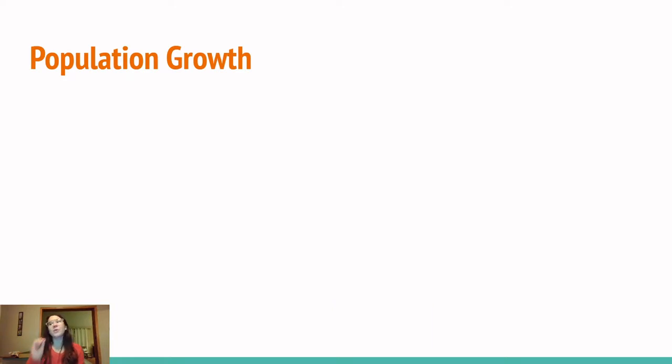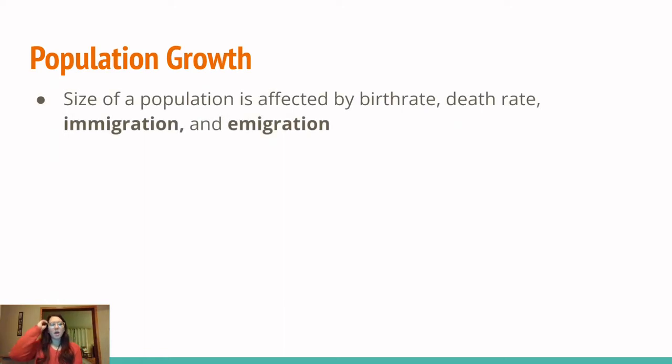Okay, so we're going to focus on that population growth aspect of it. The size of a population, obviously there's a lot of things that go into how big or small a population is. So we have to look at the birth rate, how many new organisms are being born every year, the death rate, how many are dying every year. We need to look at immigration, and we need to look at emigration.